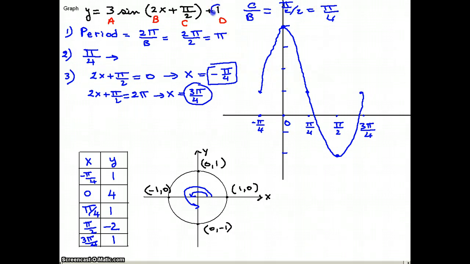The vertical shift is plus 1, and this is the vertical shift from here to here. The amplitude is 3, and we can measure the amplitude from here all the way to here. This is called the amplitude 3.